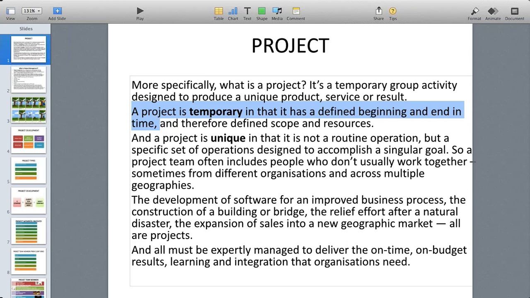So it has a beginning and end in time, and therefore it defines scope and resources based on the time. The weightage of the work. I mean, they will decide whether we can do this project within the time or not, and what resources are needed to do this project within the time. How many people are needed? How much technology is needed? How much hardware is needed? How much software is needed? This comes under resources. So that's why we call it temporary.